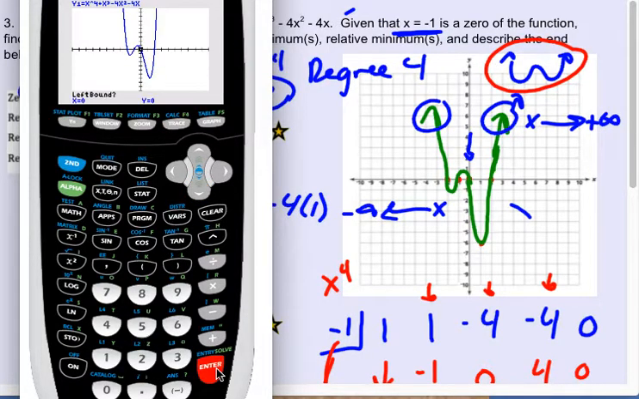Hit enter. Okay, it says left bound, so once again, you want to get on the left hand side of that maximum, that's close enough. Then right bound, it says right bound there. And once you get to guess, you hit enter again and it gives you an answer. So it looks like the maximum is at x equals negative 0.46.